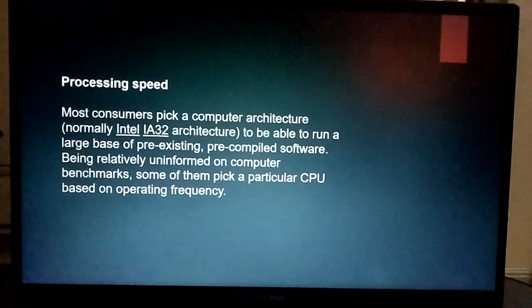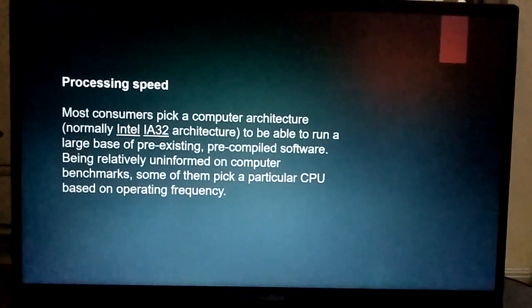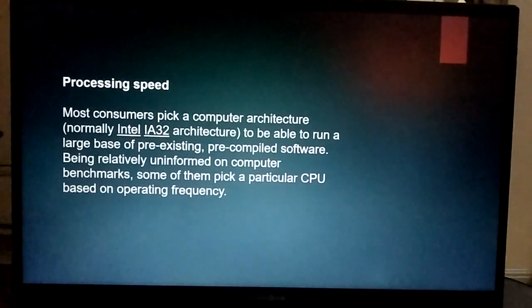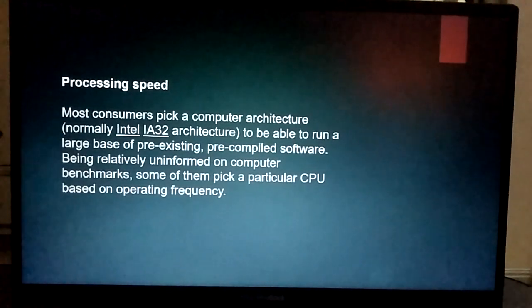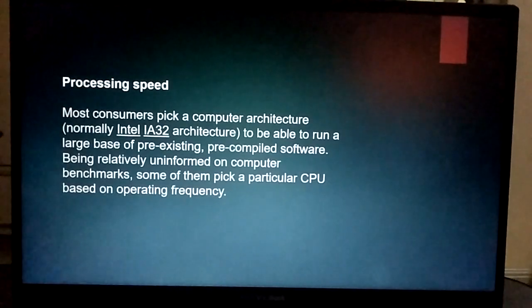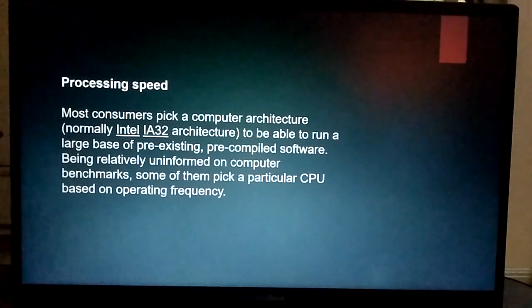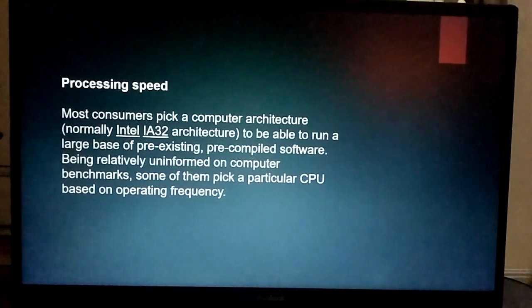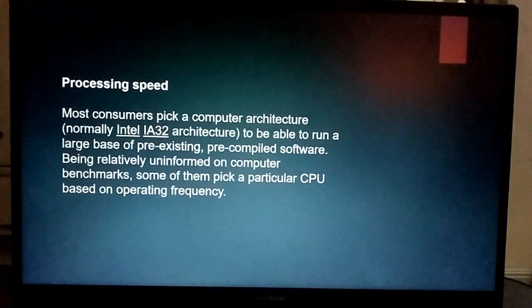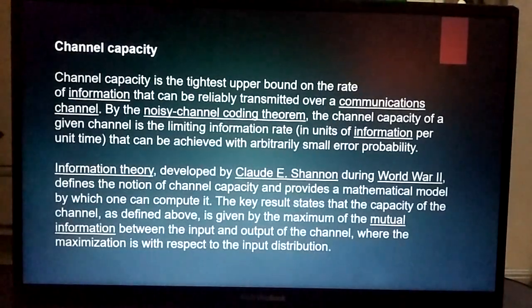Processing speed. Most consumers pick a computer architecture, normally Intel IA32 architecture, to be able to run a large base of pre-existing, pre-compiled software. Being relatively uninformed on computer benchmarks, some of them pick a particular CPU based on operating frequency.